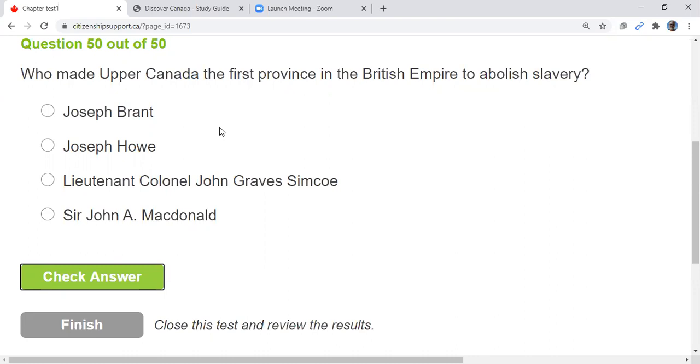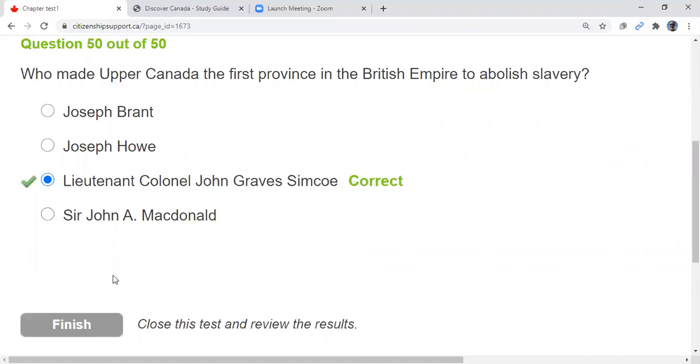I'll give you a hint. It's not number 4 because he was our first prime minister. Not four. Number 3, teacher? Yes, number 3. General Assembly. Lieutenant Colonel John Graves Simcoe. Very good, very good.